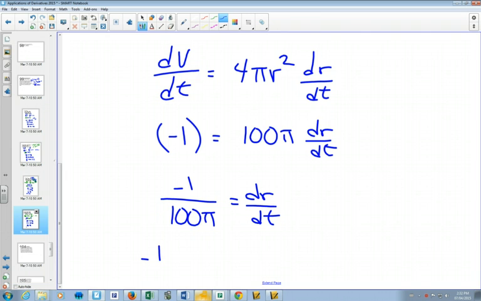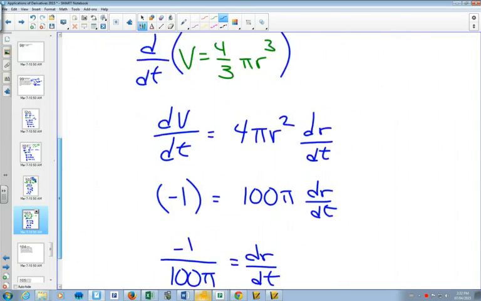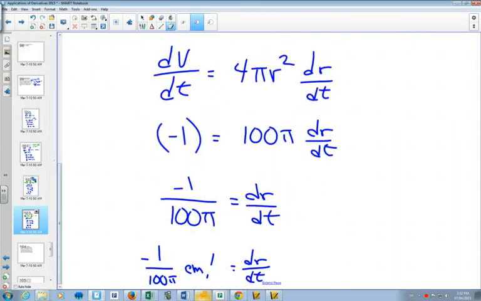And so the radius is changing at a rate of -1 over 100 pi. That would be -1 over 100 pi centimeters per second. What's that? Is it per minute? Yeah, it's per minute. Thank you.